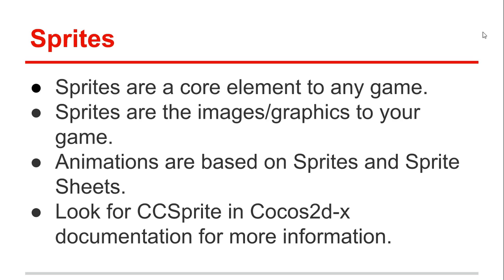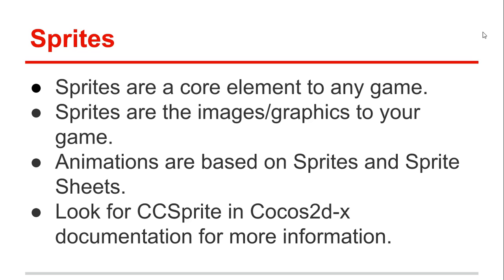And finally we have the sprites. Sprites are a core element of any game. Sprites can be the images or the graphics of your game. Animations are based on sprites and sprite sheets. And for more information, look for CCSprite in the Cocos2d-x documentation.